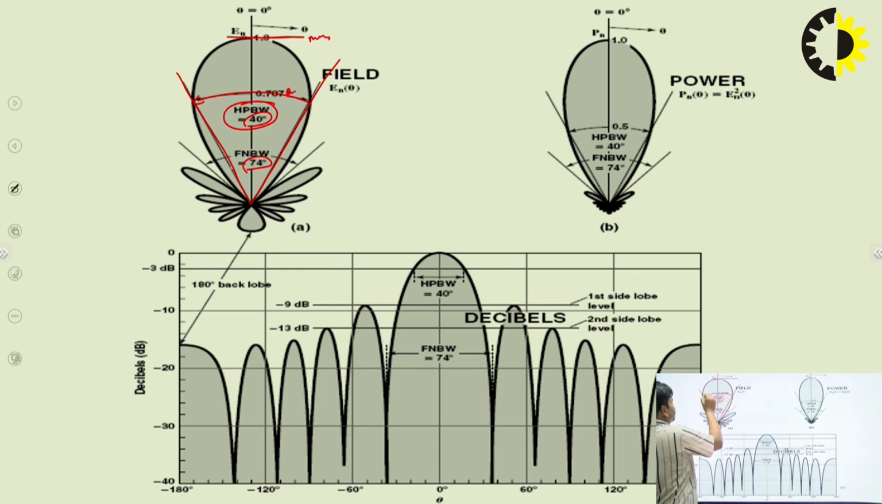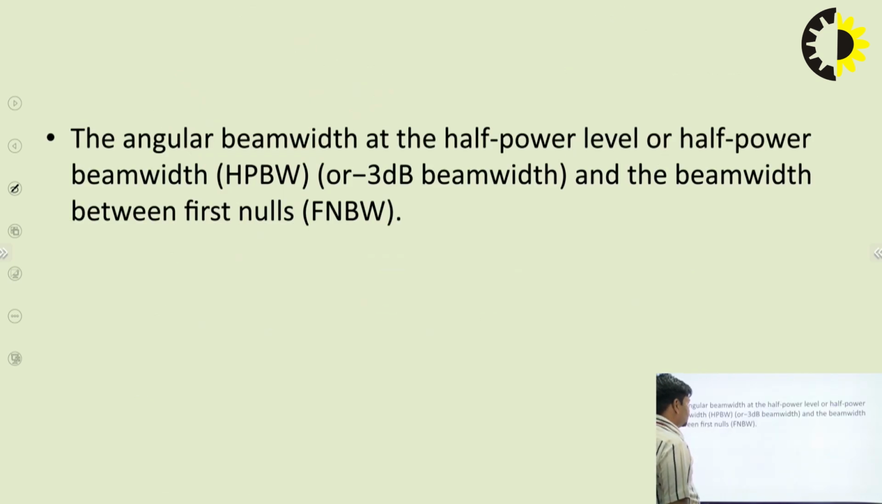So this type of pattern has to be plotted. This is the half power beamwidth, and this is the beamwidth of first null. Beamwidth of first null means the angle between the two first null radiation patterns. The angle between those two first nulls is called the first null beamwidth, or beamwidth of first null.